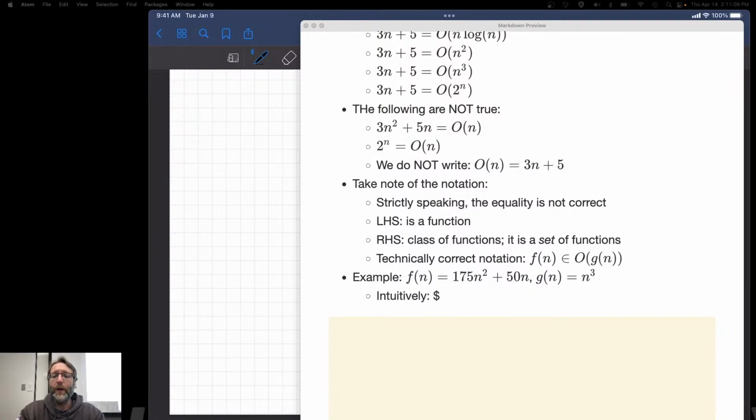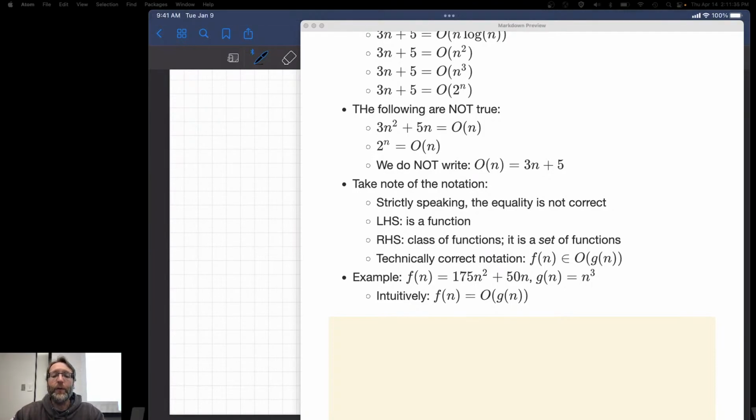Intuitively, we know that f of n is a quadratic, right? And so it's going to be order g of n, which is what kind of function is g of n? Cubic, right? Right here, this guy right here, okay? So our intuition is telling us that this quadratic function is big O of this cubic function.